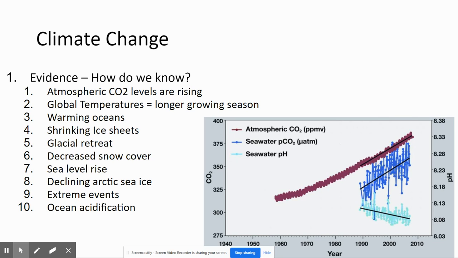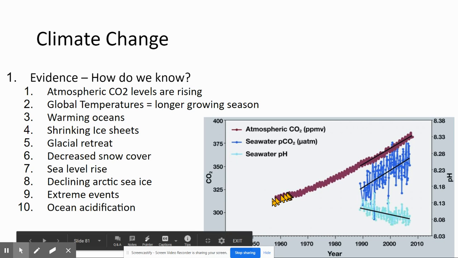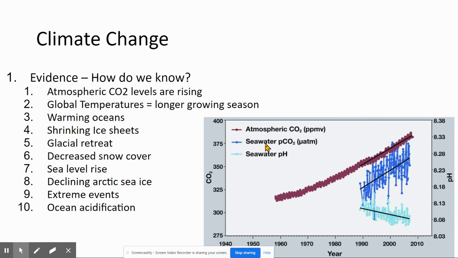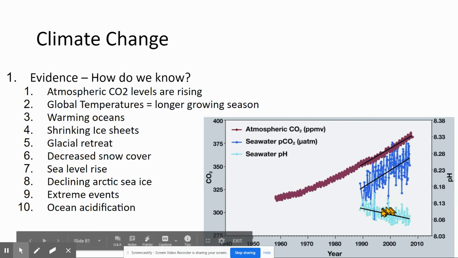Another one is ocean acidification, and this is really going to affect a lot of the sea life. And like I said, all those shells are made out of calcium carbonate, and ocean acidification is going to break down those shells. So this is CO2. This is atmospheric CO2. Atmospheric CO2 is going up, and seawater CO2, the amount or percentage of CO2, is also going up.